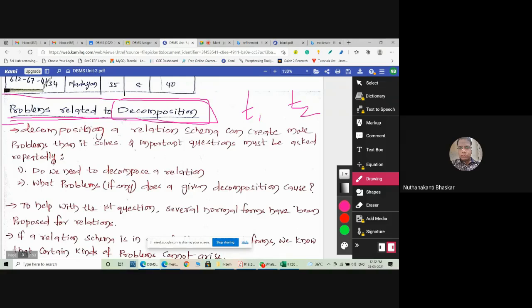That is what I have to do. Clear? Understand? Decomposition problems. Why decomposition? We need to verify the problems before decomposition of the table. Clear this?